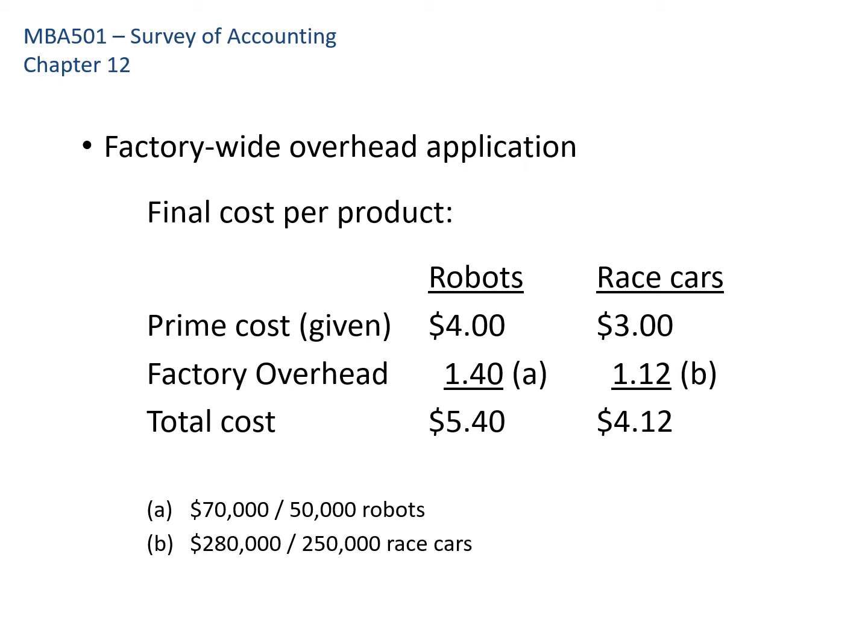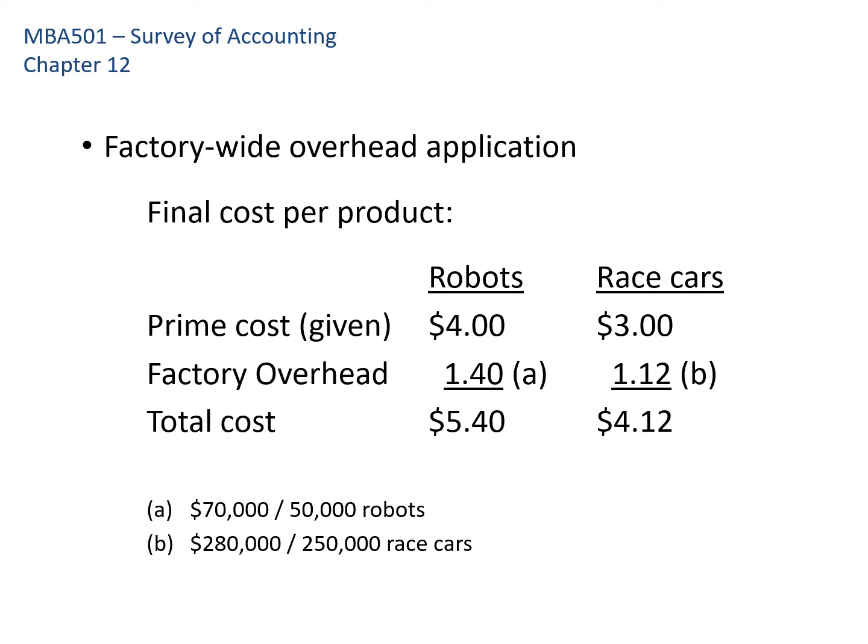And then I have to add that factory overhead because that's a cost I'm going to incur in order to commence production. So in this case, I take the 70,000 that I've applied to robots, I divide by the number of robots, that works out to $1.40 each. So I believe my total cost to make a robot is $5.40. Say I'm selling those for $7, I'll say, well, I'm making $1.60 on each robot and I'm okay with that. I do the same thing with race cars, 280,000 that I've allocated to this kind of product, this cost object. I divide that by the number of race cars, I get $1.12. So I believe my race cars are costing me $4.12.